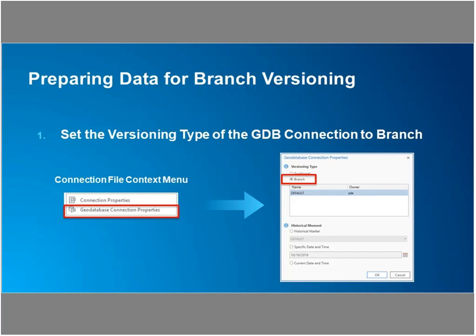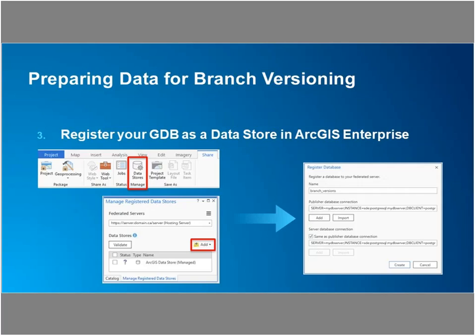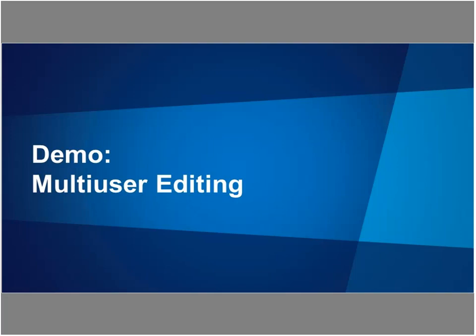So what I'm going to go through in the next demo is showing you how to configure your connection to start working with a branched version, how you configure some data in order to support branch versioning, some steps you need to do with ArcGIS Enterprise in order to make your data available to ArcGIS Enterprise for branch versioning. And finally, we're going to talk about sharing a feature class as a web feature layer. I know we're kind of tight for time, so I'm just going to jump right into that demo.